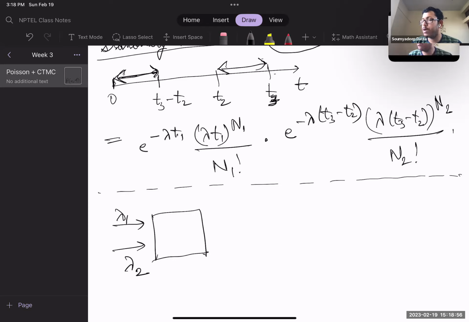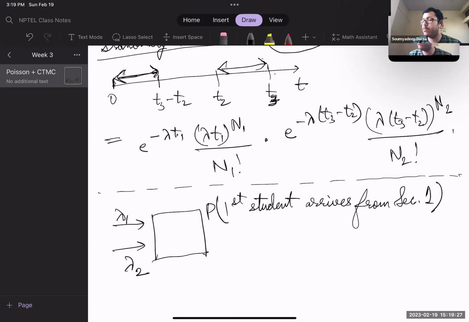And so you want to figure out the probability, when your queue is empty, that the first student arrives from section 1. You want to figure out the probability that the first student arrives from section 1. How will you do that?